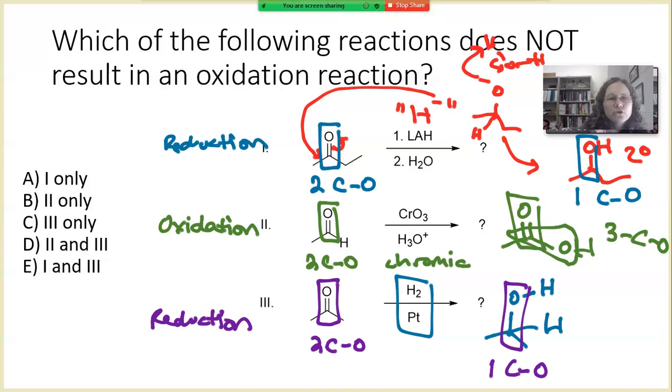So let's look at our answer choices and review our question. It says, which of the following reactions does not result in an oxidation? Both reactions 1 and 3 are reductions, right? Only reaction 2 results in an oxidation. So which of the following reactions does not result in an oxidation? That would be 1 and 3. So our answer is going to be answer choice E.